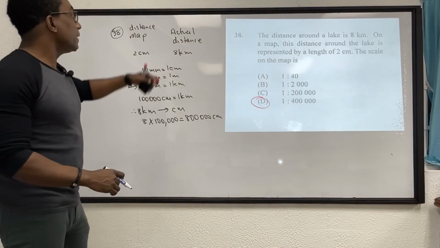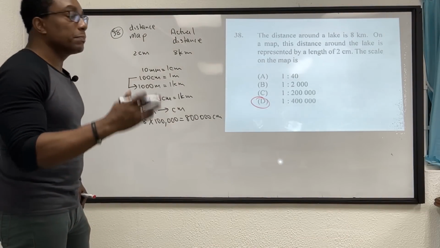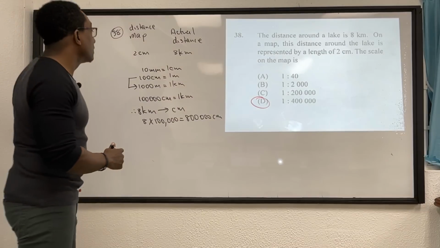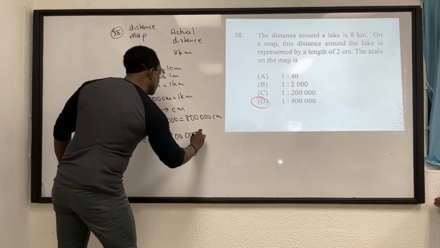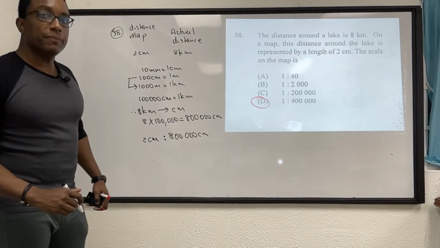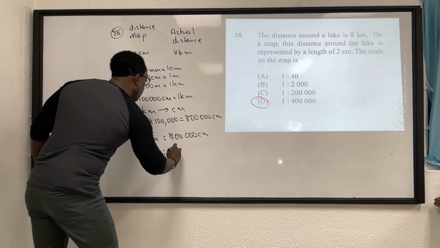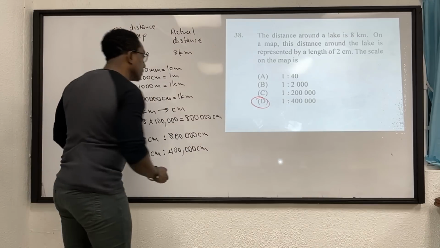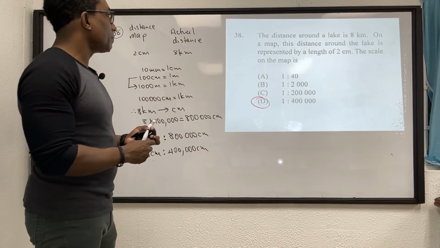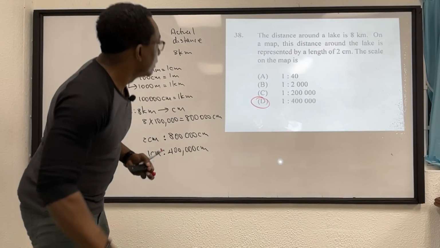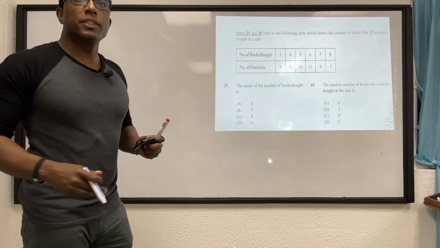So I've converted my 8 kilometers now to centimeters, and I can establish a proportional relationship between the map and the distance. This will be 2 centimeters to 800,000 centimeters, and that can be simplified now by dividing by 2, to become 1 centimeter to 400,000 centimeters. Whose answer is, well, it's already circled, whose answer is D. Let's move on now to question 39. Let's look at question 39.